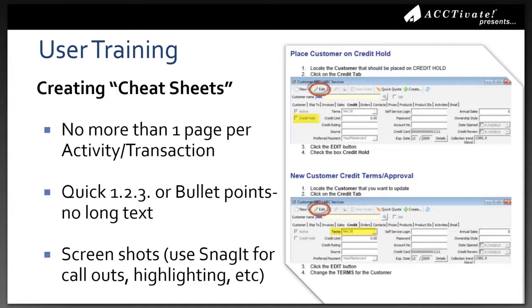And the way I like to do these is I do no more than one activity or transaction per page. I do it as quick 1, 2, 3 bullet points, so there's no long text. And I use Snagit to make screenshots and do callouts. So there's a couple of examples there. You can see it's, locate the customer, click credit, click edit, check the box. So those are just a couple of examples of some cheat sheets that I like to use for user training.